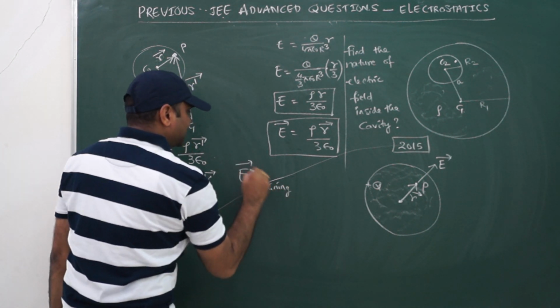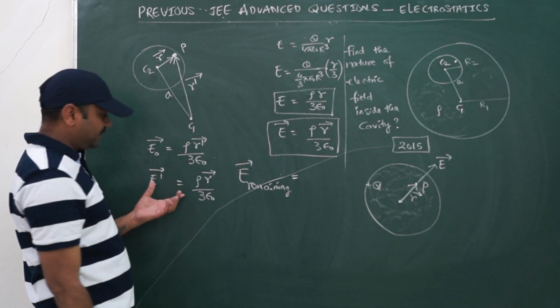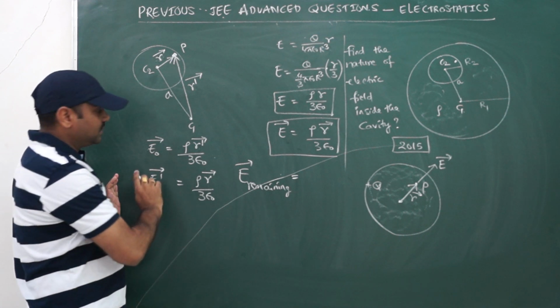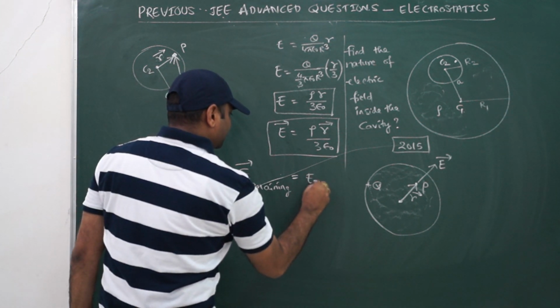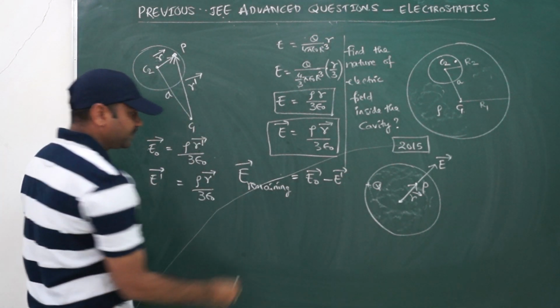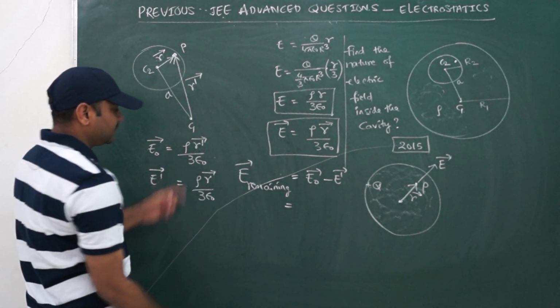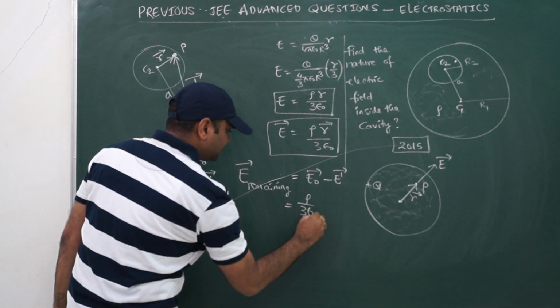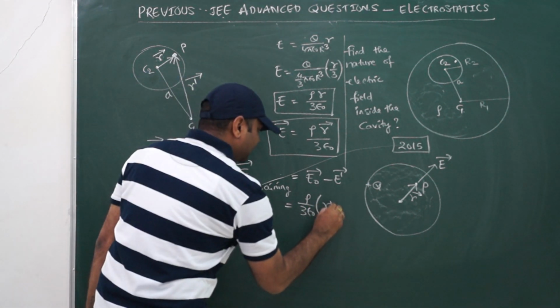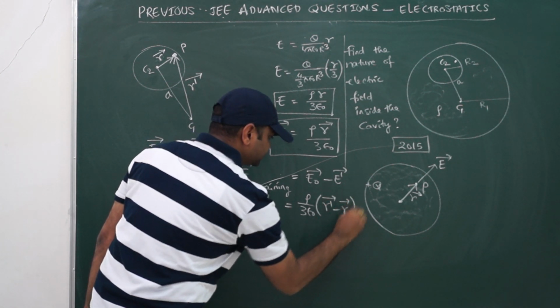Field due to the remaining part is equal to, means the cavity part is removed. Cavity part removed means this field will be lost. So then I can write down E naught bar minus E dash bar. I think you got the logic. So that is equal to rho by 3 epsilon naught, which I can take out. Then E naught bar minus E bar, which is R dash bar minus R bar.